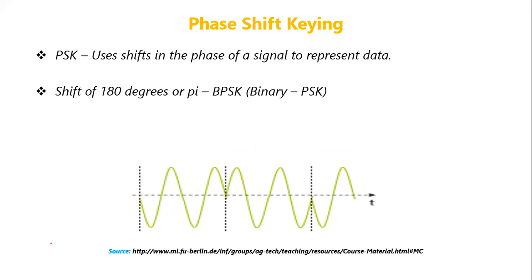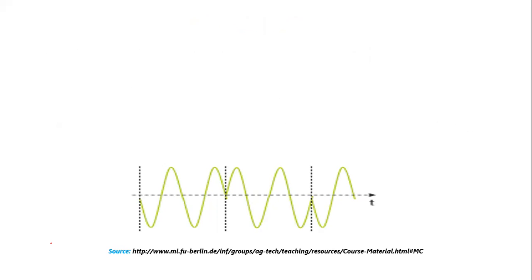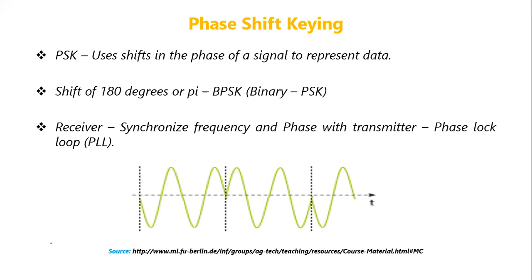And at the receiver end, to receive the signal correctly, the receiver must synchronize with the sender's frequency and phase. And this is done by a technique called phase lock loop, PLL.